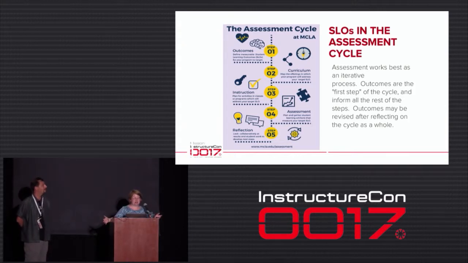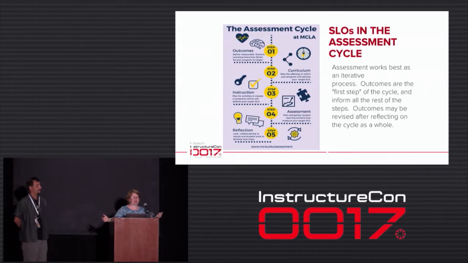Assessment works best as an iterative process. There is no step one, and when you get to step 5, you're not done. You're going to want to go back around and around and around, making continuous improvement in your programs. But outcomes are listed as step 1 because they're a really good place to start.